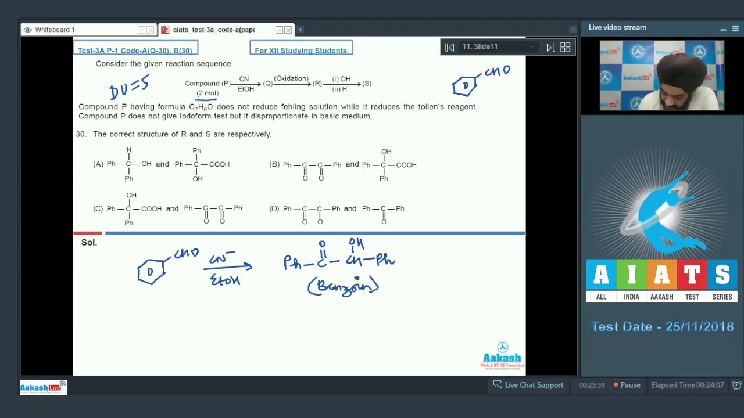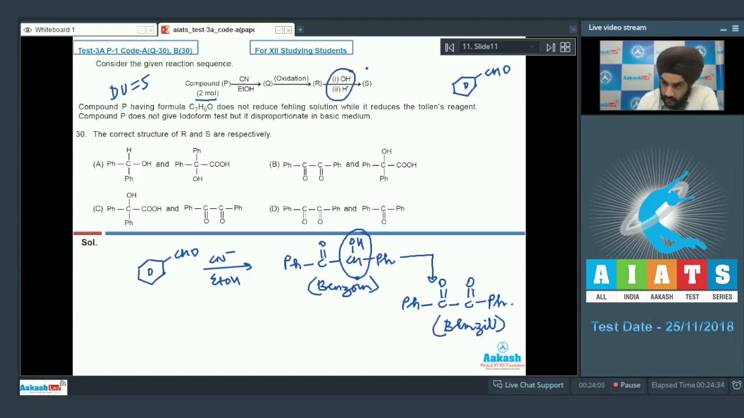Now this benzoin is allowed to undergo oxidation. So the alcohol group will get oxidized to a ketone. So we'll have Ph, CO, CO, Ph. So this is called benzil. And in the last step, this will lead to benzilic acid rearrangement. So 1 OH minus, 2 H plus is going to form Ph, and another Ph at the bottom.